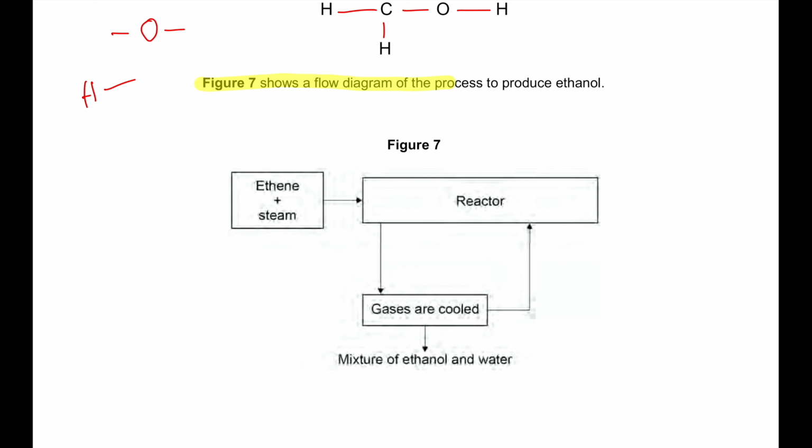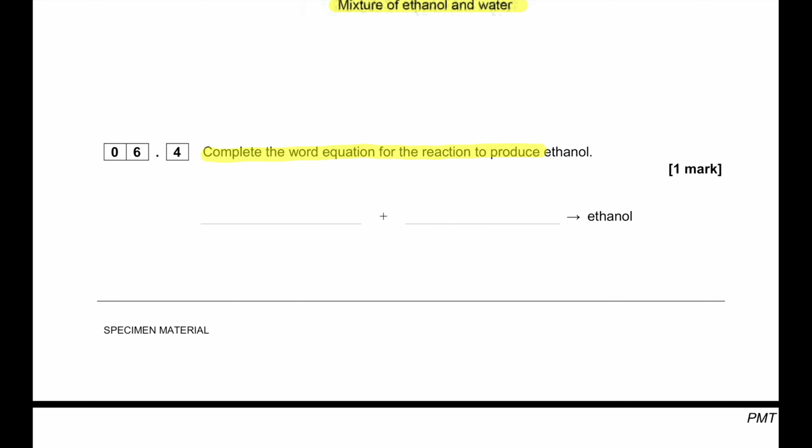Figure 7 shows a flow diagram for the process to produce ethanol. Steam plus ethene is reacted in a reactor, and then it produces gas. The gases are cooled. The cooled gases are put back into the reactor. The process continues, and a mixture of ethanol and water is produced at the end of the process. Complete the word equation for the reaction to produce ethanol. If we are using steam plus ethene, steam is water, right? So it's water vapor. Ethene plus water gives ethanol.